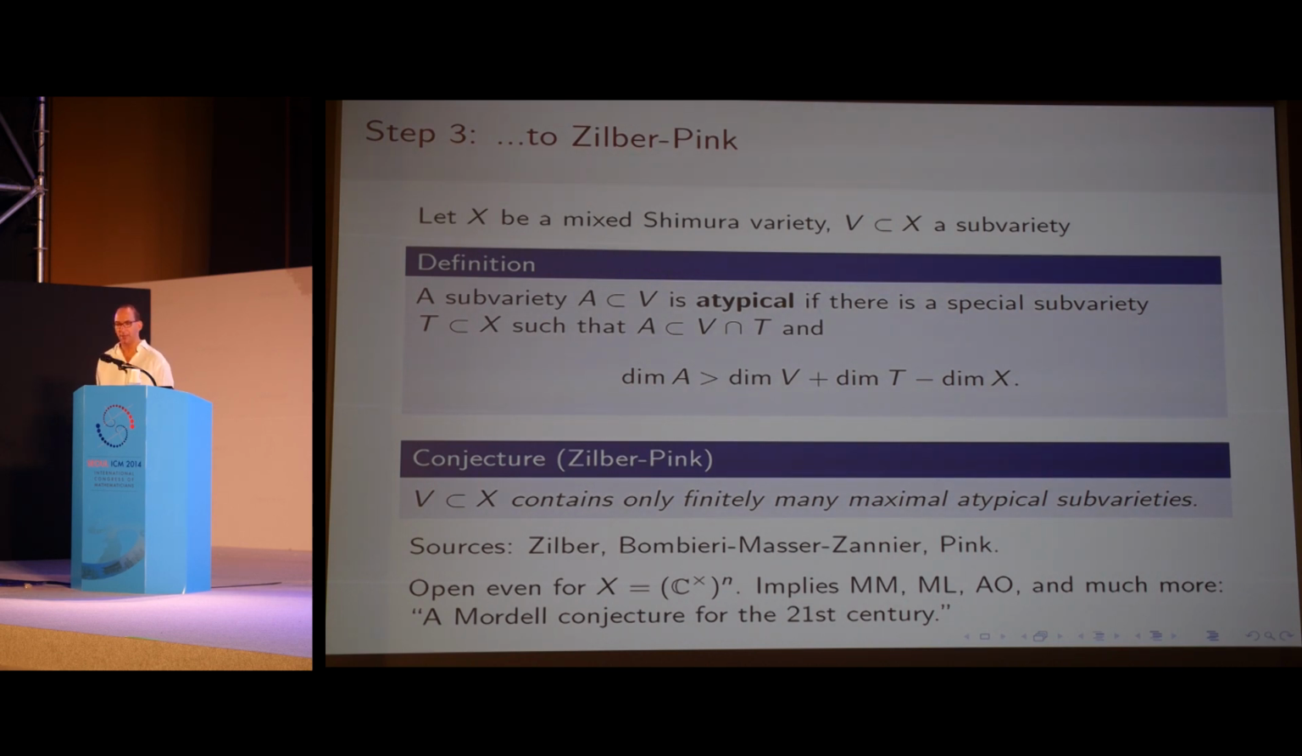This idea has three independent sources in work of Zilber, Bombieri, Masser and Zannier, and most generally, Pink. Zilber was motivated by Schanuel's conjecture and his work on the model theory of complex exponentiation, on which a bit more shortly. The conjecture is open even for subvarieties of multiplicative groups. It implies all the conjectures mentioned so far and is the subject of active research on several fronts.